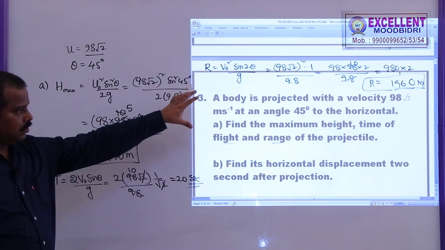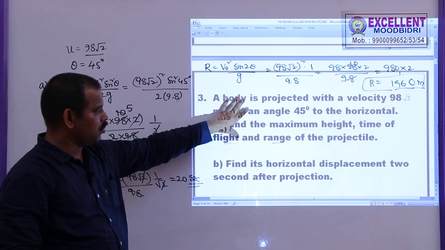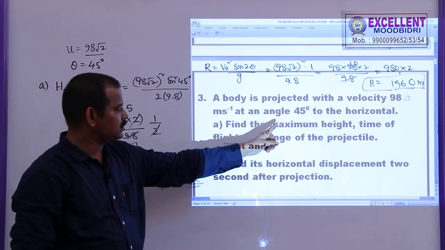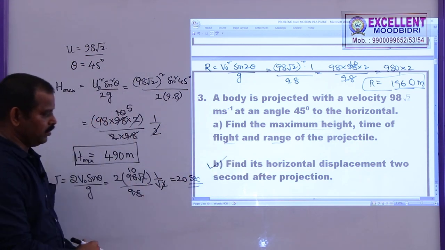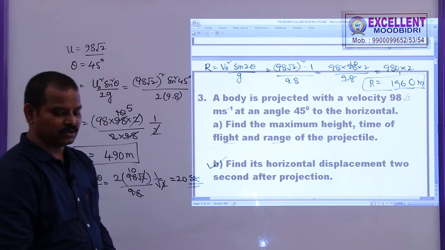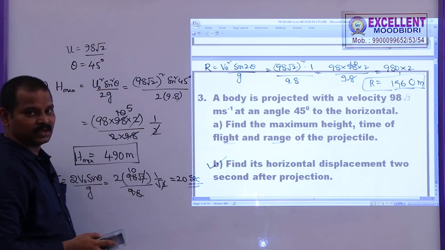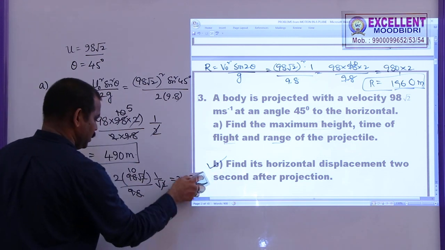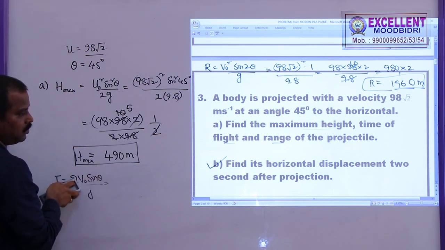So in most of the PUC question papers, you will find this type of model, that is finding maximum height, time of flight and range. Now part B of this problem: find the horizontal displacement 2 seconds after the projection. In the previous problem, we found the vertical displacement, which we call the height. Here they are asking us to find the horizontal displacement after 2 seconds.